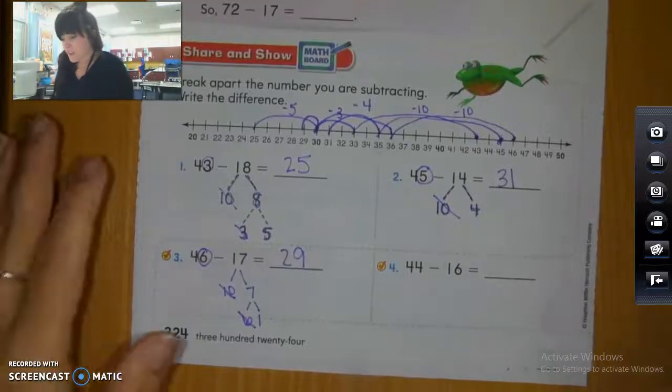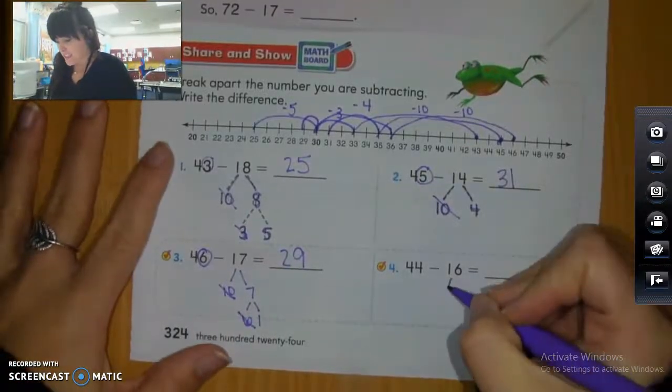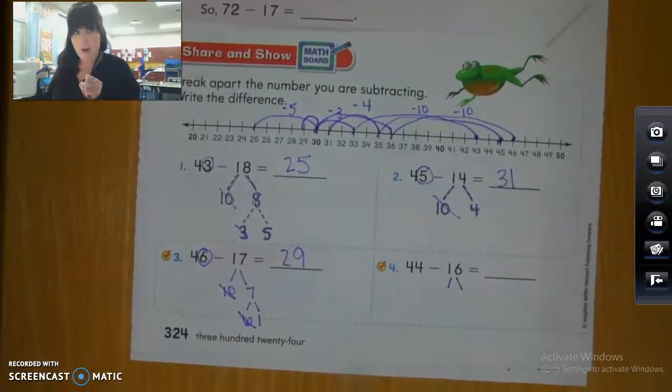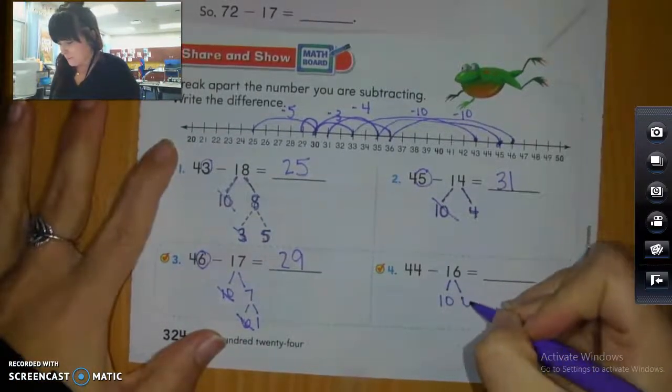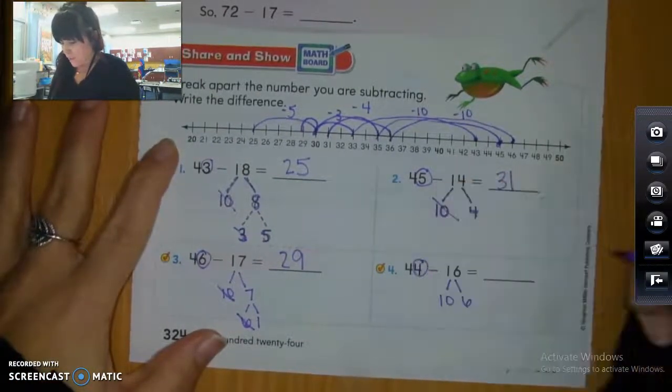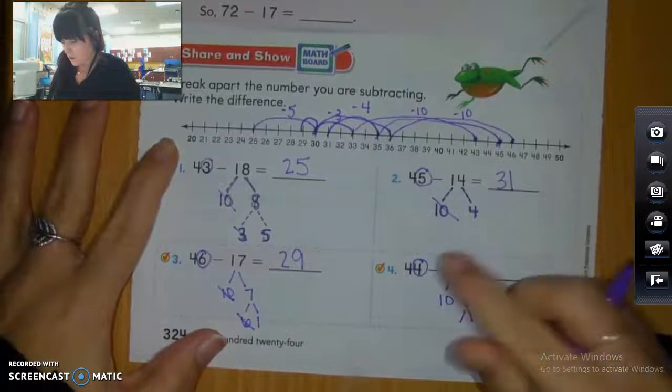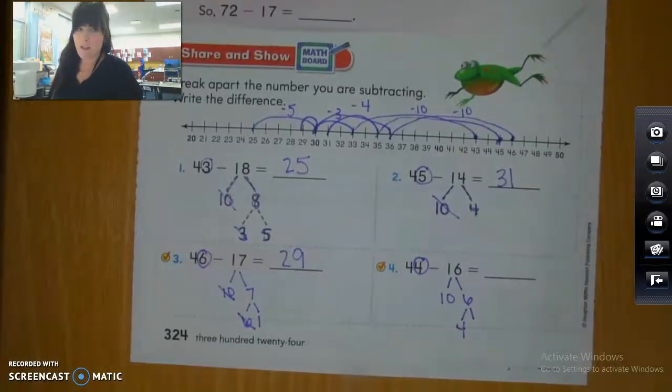All right. So at 44 minus 16, I'm going to break up that 16 into its 10s and 1s, which is 10 and 6. Then I'm going to circle that 4 and break up this 6 into 4 and something else. So 4 plus what will get me 6? 2.